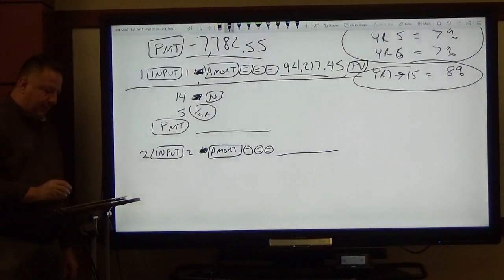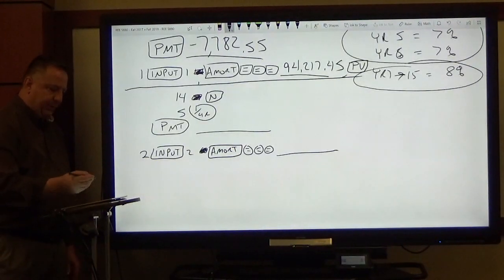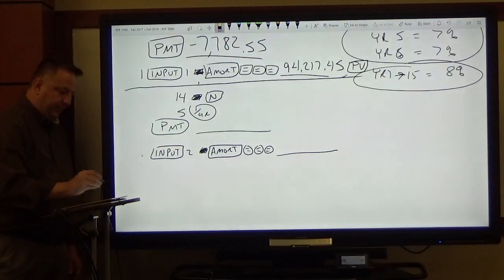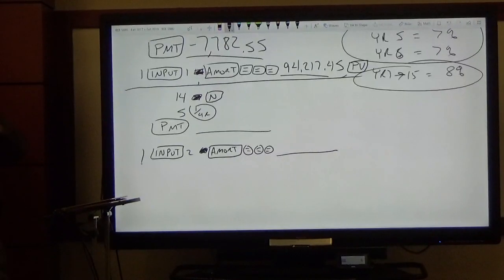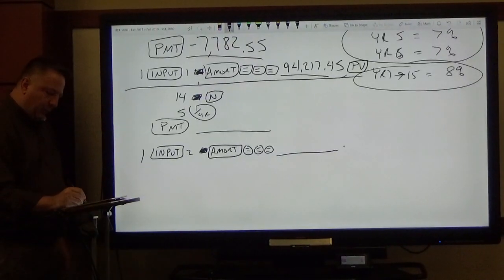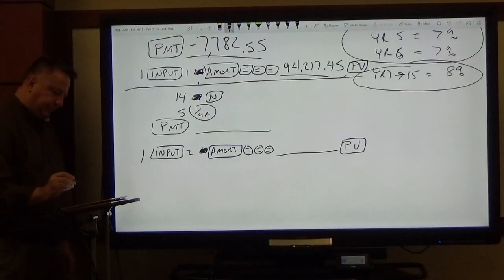So you can do 2 and 2 or 1 and 2. Either one is fine. We can do 1 and 2. It's going to give you the same answer. Okay, then we put that in as present value.